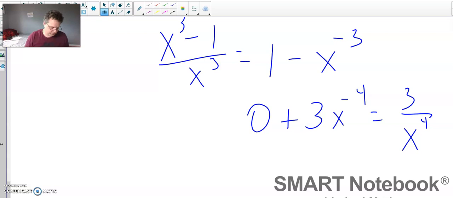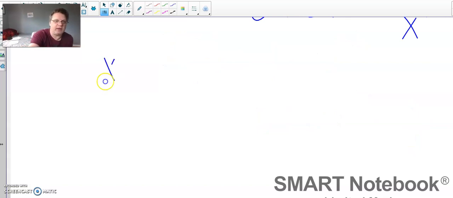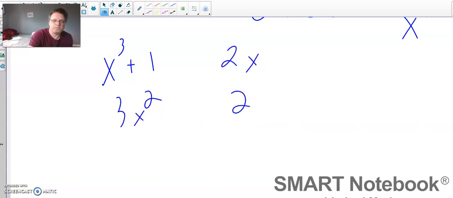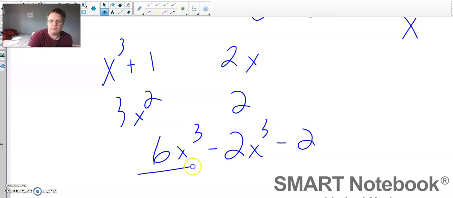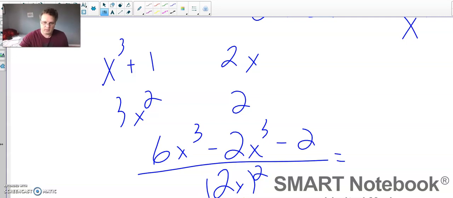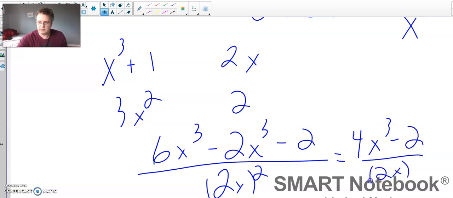Where am I up to next? Number 27. Line tangent. We want to find the equation of the tangent line. So what do we have? We have x cubed minus 1 plus 1, with derivatives 3x squared and 2x. So 6x cubed minus 2x cubed minus 2 all over 2x squared. And that is what? 4x cubed minus 2 over 2x squared. Remember, that's the derivative at any point.